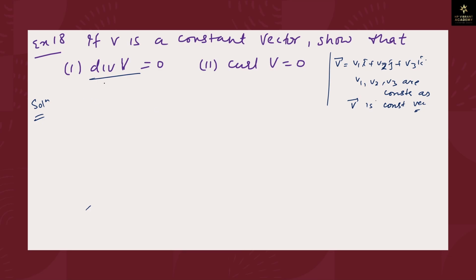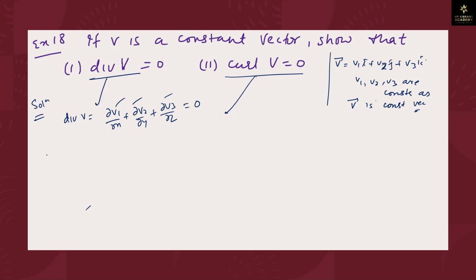So divergence of v we can write as del v1 upon del x plus del v2 upon del y plus del v3 upon del z. Since v1, v2 and v3 are constant, this is equal to 0. Let us find curl of v.